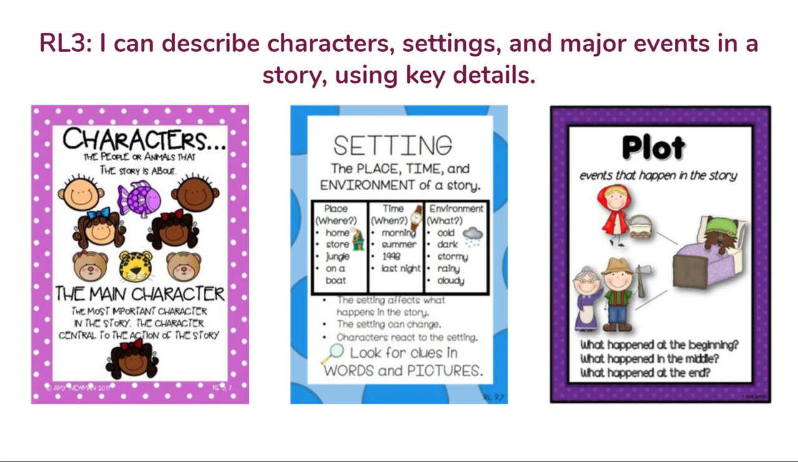While we read our story today, we have 3 different standards that we're focusing on. The first one is RL3. By the end of this story, you'll be able to say, I can describe characters, settings, and major events in a story using key details. Characters are the people or animals that the story is about. A setting is the place, time, or the environment of a story, so where the story takes place. And then the plot or the key details are the main events that happened in the story, so focusing on what happened at the beginning, the middle, and the end of the story.